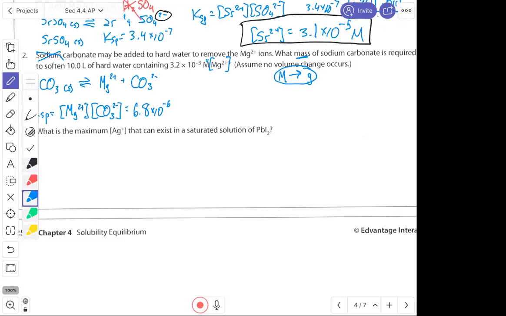What packet is the chart in again? I forgot which one. It's in the 4.3, in the previous packet. Okay, great. So what they gave me was the magnesium, this value, 3.2 times 10 to the negative 3. So at this point, go ahead, figure it out, and tell me what the concentration of carbonate is. That's the first step here.